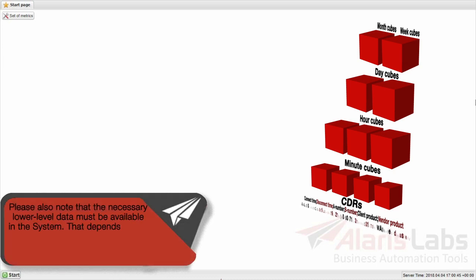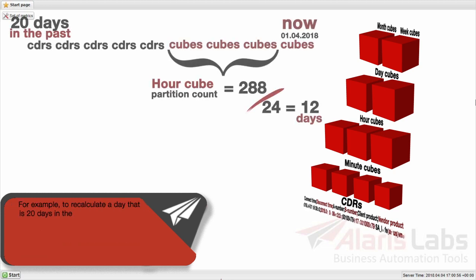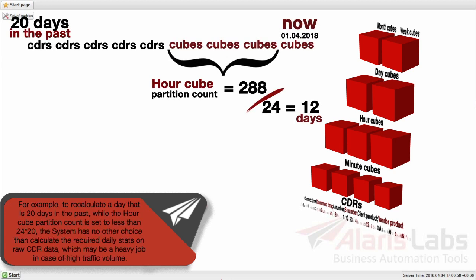Please also know that the necessary lower-level data must be available in the system. That depends on the value of the respective cube count parameter in the Administration, System Settings, Statistics module. For example, to recalculate a day that is 20 days in the past, while the hour cube partition count is set to less than 24 multiplied by 20, the system has no other choice than to calculate the required stats from raw CDR data, which may be a heavy job in case of higher traffic volume.